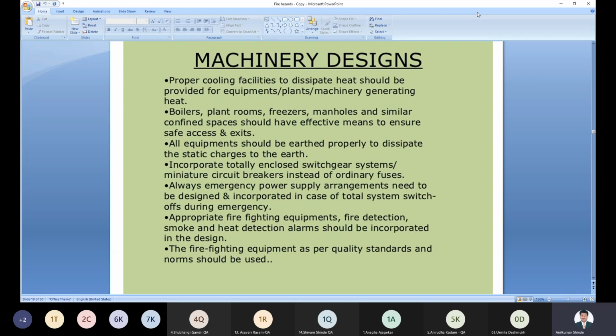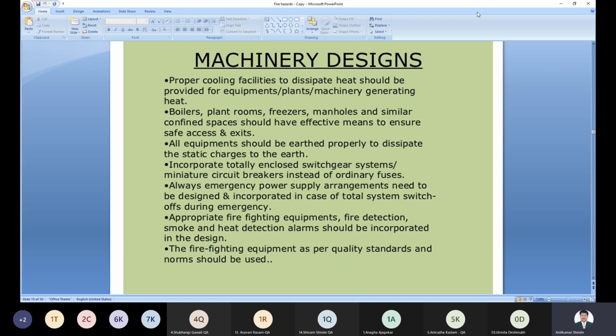Incorporate a totally enclosed switchgear system, with circuit breakers or ordinary fuses. An emergency power supply arrangement should always be provided. If anything happens, we must be able to power off in an emergency to avoid problems. Appropriate firefighting equipment, fire detection, and smoke and heat detection alarms should be incorporated into the design.